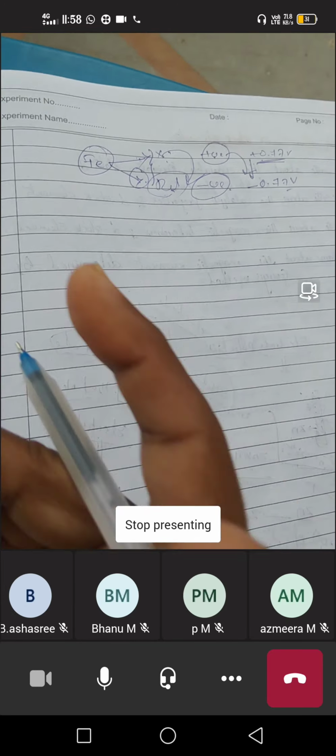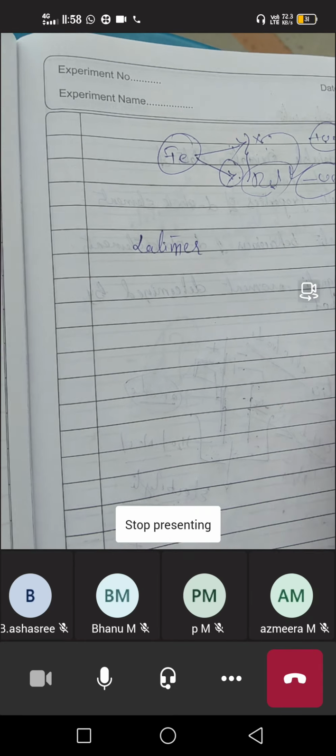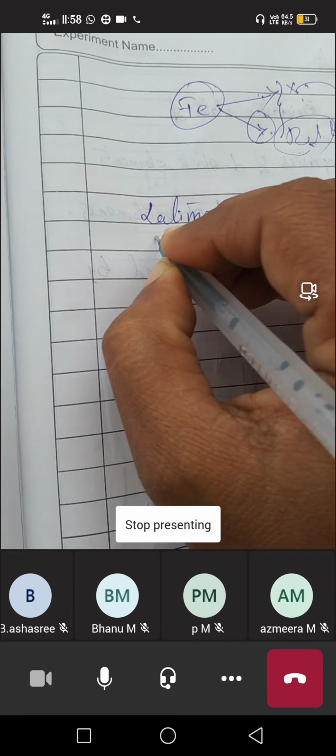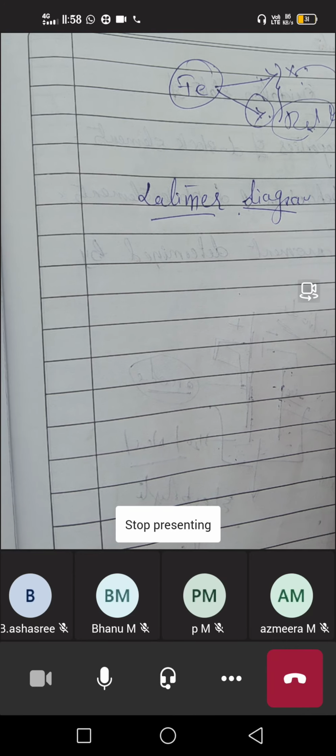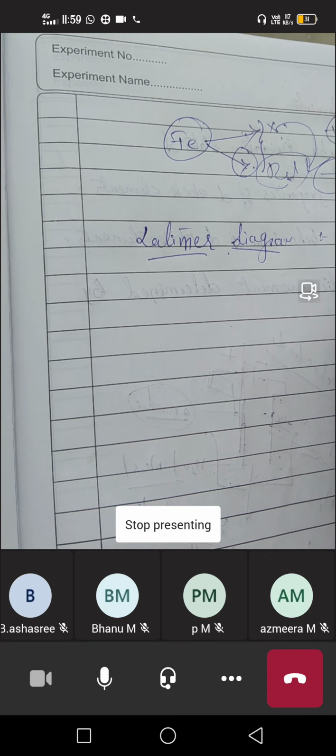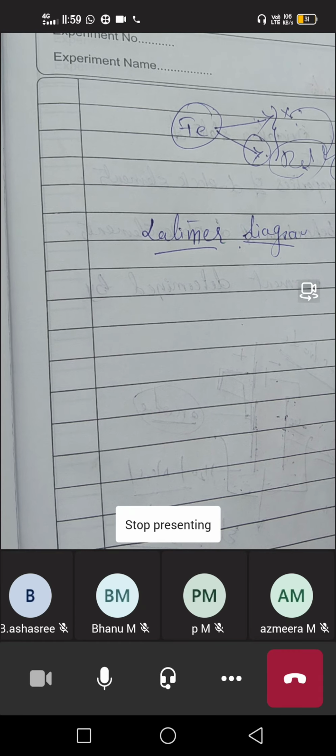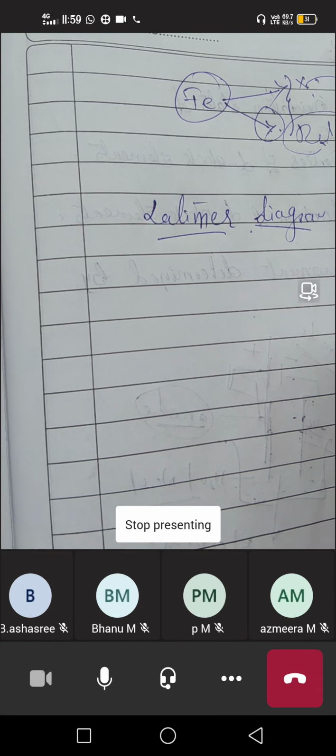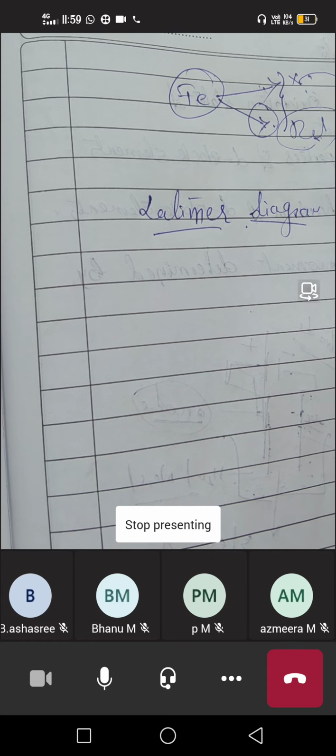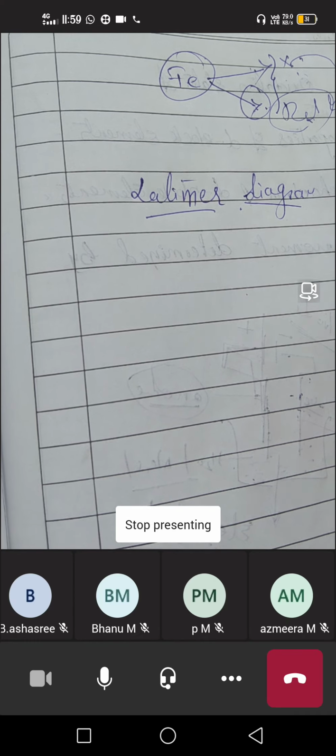We have another very important topic from the exam point of view, that is the Latimer diagram. What is a Latimer diagram? This concept was introduced by the scientist Wendell Latimer. It tells us about the stabilities of variable oxidation states by taking into consideration the standard reduction potentials of the same element.